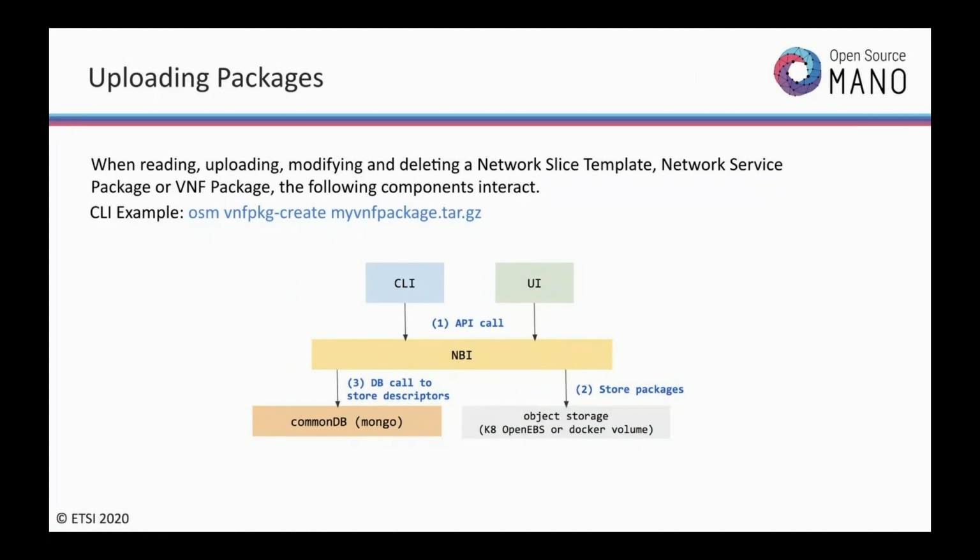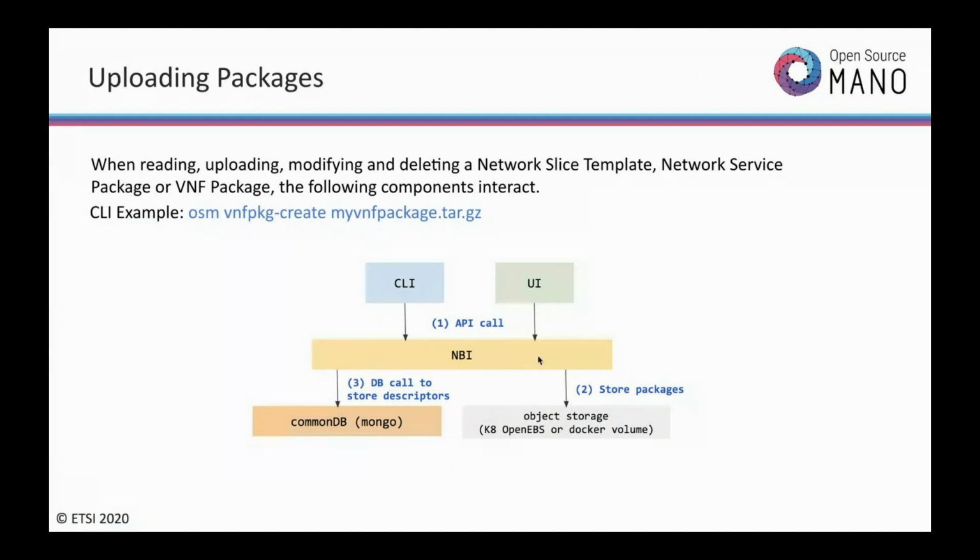When uploading packages, what's going on when we upload a package? When we, for example, do an OSM VNF create or OSM VNF package create, which are equivalent, or we do an NSD create or an NS package create. When we are uploading a package in the dashboard directly, what's going on? So the API call reaches NBI.